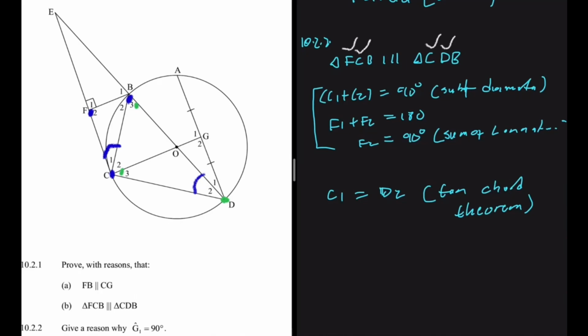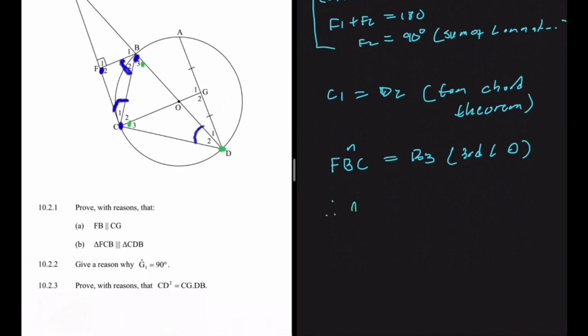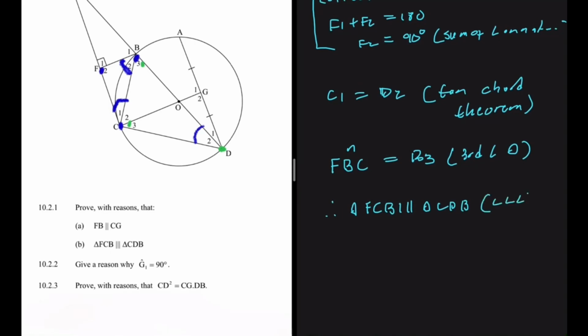We are just left with the third one. And now lastly we can say that angle FBC, this third angle of triangle FCB, is equal to angle B3, which is in triangle CBD, right? Why are we saying that about the third angle of a triangle? If the two other angles are equal to each other, then the third angles should also be equal to each other, because the sum of angles in a triangle is the same, right? So now we have proved that indeed triangle FCB is similar to triangle CDB, because all those angles are equal to each other, right?